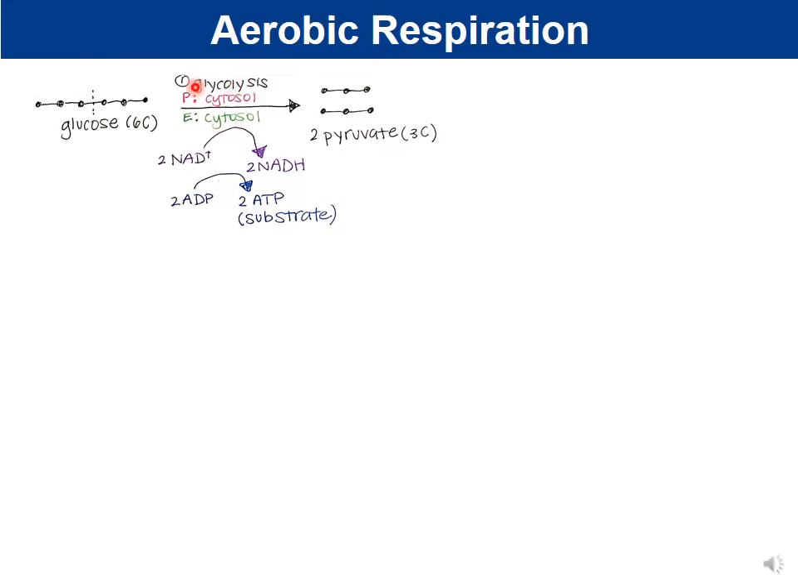Now, where does it take place? So notice I've color-coded prokaryotic cells, that's the P. Prokaryotic cells, this happens in the cytosol or the cytoplasm. Eukaryotic cells, this also happens in the cytosol. So in both cases, this process is going to begin in the cytosol, happens in the cytoplasm of the cell.